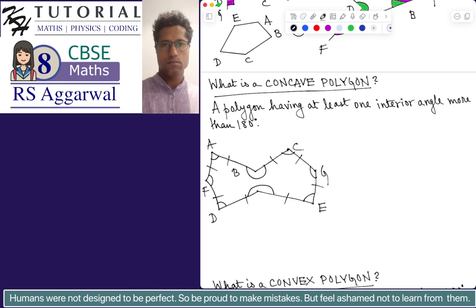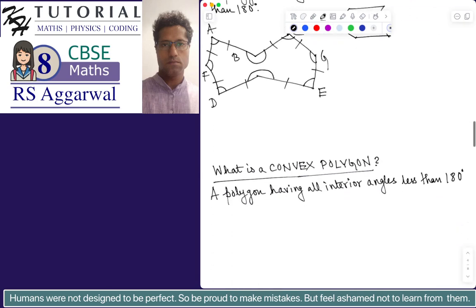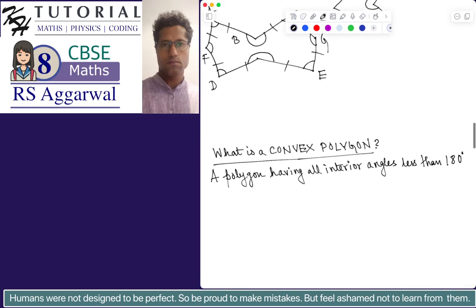Let me quickly draw a few other concave polygons. This is also a concave polygon, as this interior angle is greater than 180 degrees. I think it is clear. So a concave polygon is a polygon having at least one interior angle more than 180 degrees. And what is a convex polygon? Just the opposite. A convex polygon is a polygon having all interior angles less than 180 degrees. So all the interior angles must be less than 180 degrees, then it is a convex polygon.